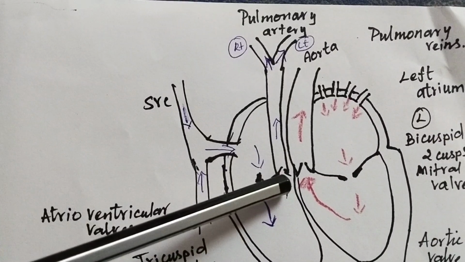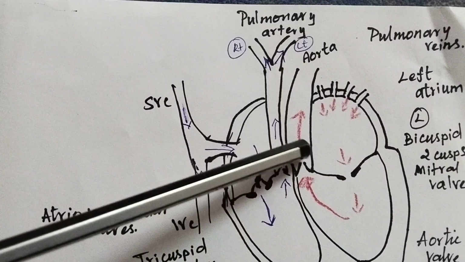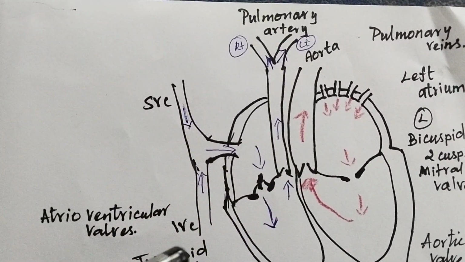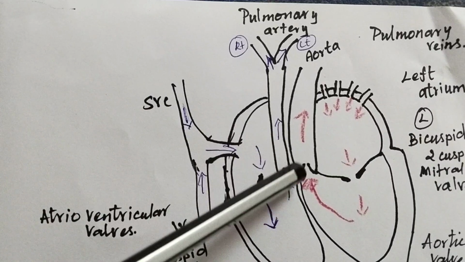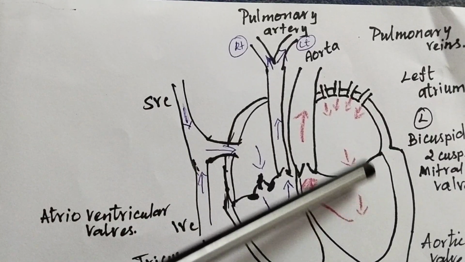Here, the pulmonic valve, that is a semilunar valve. In the aorta, the aortic valve, that is also a semilunar valve. So 4 valves: pulmonary valve, aortic valve, tricuspid and mitral valve.